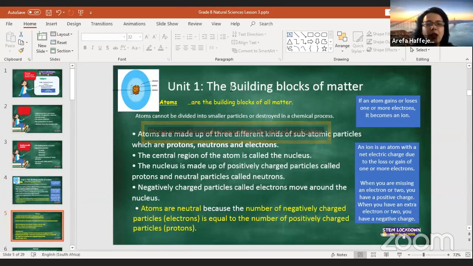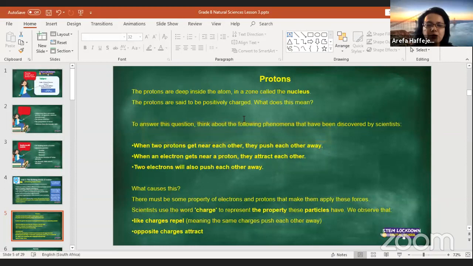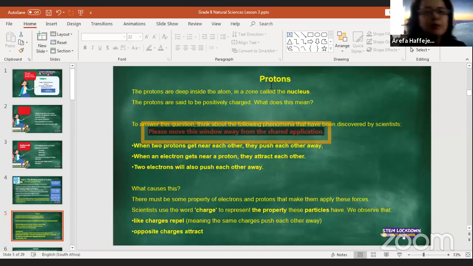So now I want to explain what protons are, what electrons are, and what neutrons are. So we have protons. Protons are deep inside an atom, in a zone called the nucleus. The protons are said to be positively charged. Now you may ask yourself, what does this mean? What does it mean, positively charged?